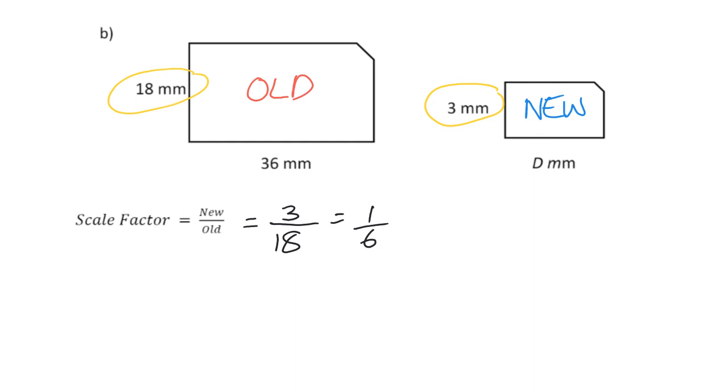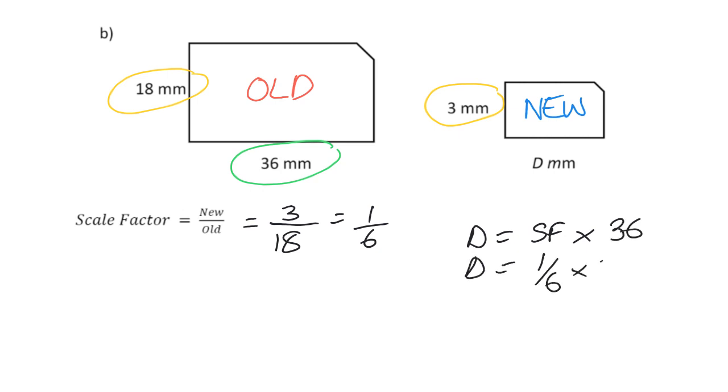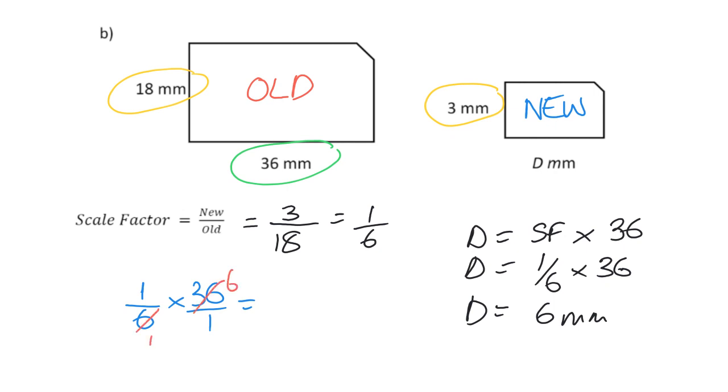So how do we find the unknown value? We take D equals the scale factor times the corresponding side, and this time the corresponding side is 36. So we've got scale factor times 36, or 1 over 6 times 36. We know that's the same as a division, so that's 36 divided by 6, which is 6 millimeters. Or, as we have done in the past, we have a sixth times 36. We treat that as 36 over 1. Cancel diagonally. We've got 1 and 6. That's going to give us 6 over 1, which is 6.